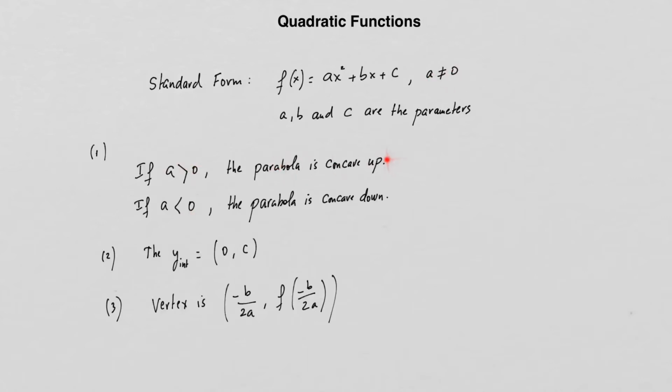If it's positive, it's concave up, and if negative, the parabola is concave down. The function is called a quadratic function. Its graph is called a parabola. So don't say the parabola is quadratic, and don't say the function is concave up. The function is a function. Its graph is concave up, facing up, or concave down, facing down. So that's one thing a does for us.